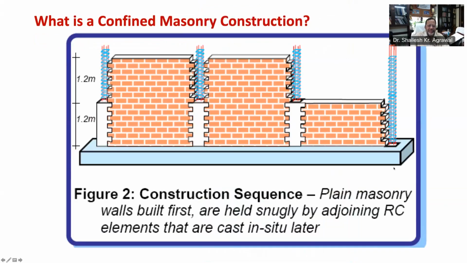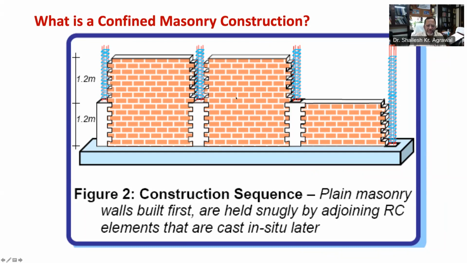Now let's understand the construction sequence of confined masonry. As you can see in this figure 2, construction of a confined masonry building with RCC confining elements in walls, making masonry walls in small panels, each of which is confined on all four sides by vertical and horizontal RCC elements. Concrete is poured in these vertical and horizontal confining elements after walls are built. These confining elements hold the masonry in place and improve integrity of the house during seismic shaking.